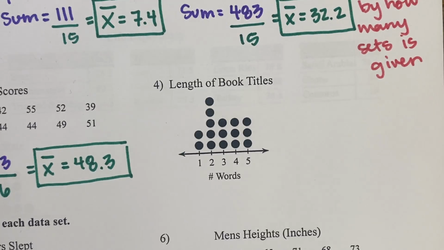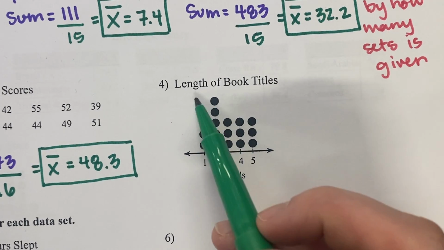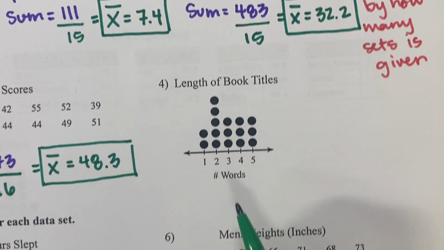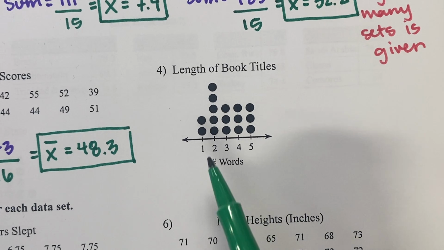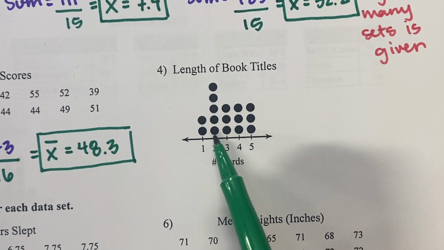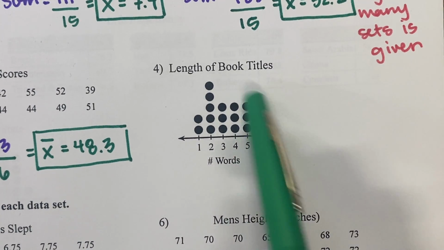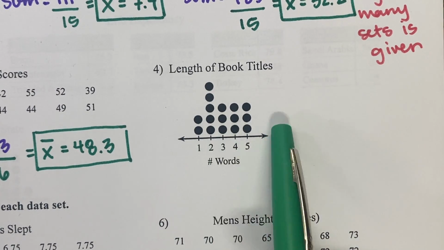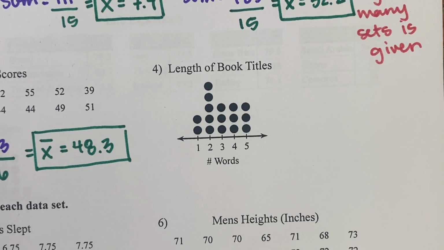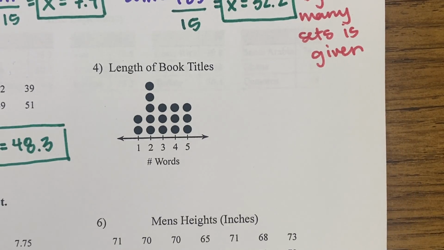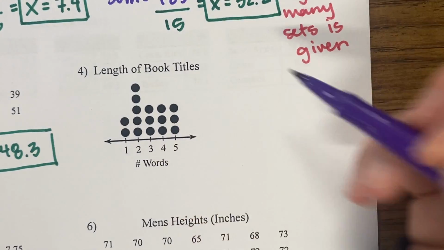Okay, number 4. Now we have length of book titles, in number of words. So this is saying the book title is 1 word, 2 words, 3 words, 4 words, and 5 words. Since it's giving me dots, I'm just going to list out these numbers so I can easily punch them in. It's a step you don't have to do, but I like actually seeing the numbers.